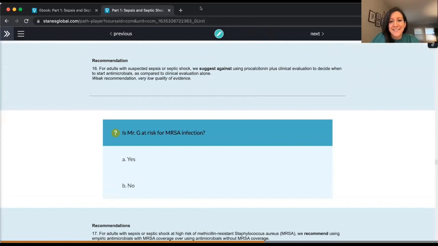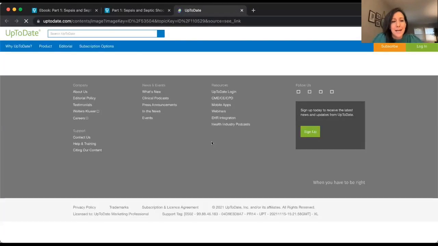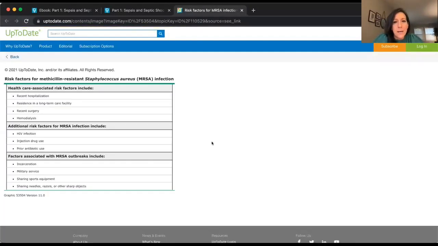Wow, okay, interesting. An overwhelming number of you are saying he's at risk for MRSA. I actually disagree. So let us click on the question box and see what our resources say. UpToDate is a very commonly used resource where they review the literature and come up with recommendations. It does require a subscription, you can see here, but this table was free. So some of their materials are free and open access. If you don't already have a subscription to UpToDate, they do offer discounted or free rates for LMICs.